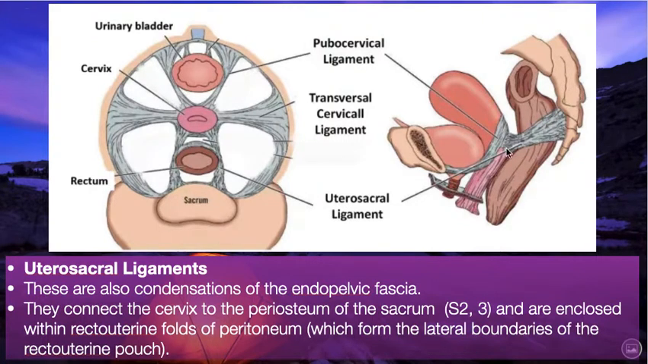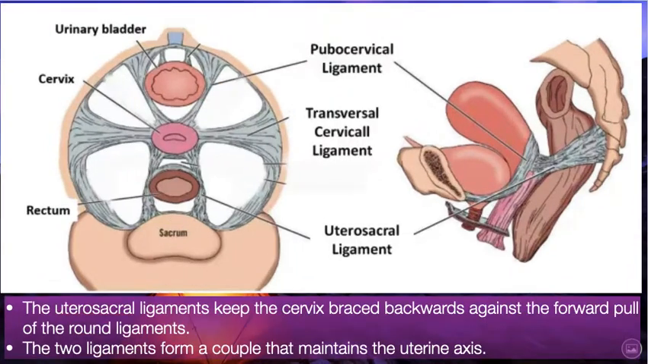The uterosacral ligaments, you can see over here, are also condensations of the endopelvic fascia connecting the cervix to the periosteum of the sacrum at the level of S2, S3, and are enclosed within the recto-uterine folds of the peritoneum, which form the lateral boundaries of the recto-uterine pouch. The uterosacral ligaments keep the cervix braced backwards, you can see over here, against the forward pull of the round ligament. The two ligaments form a couple that maintains the uterine axis.